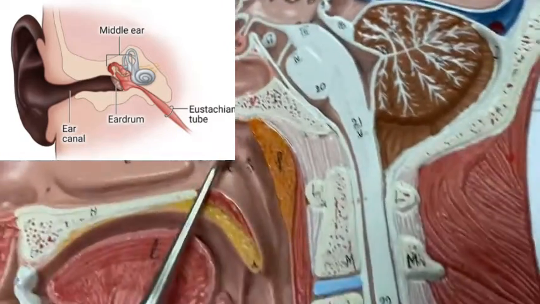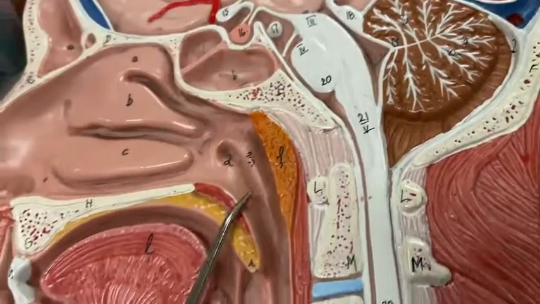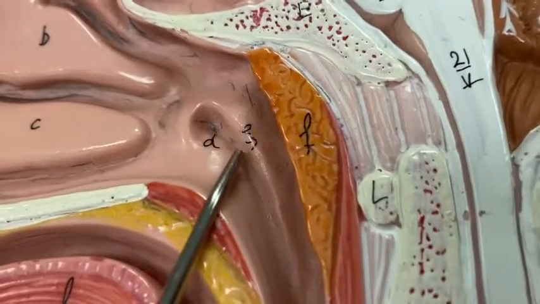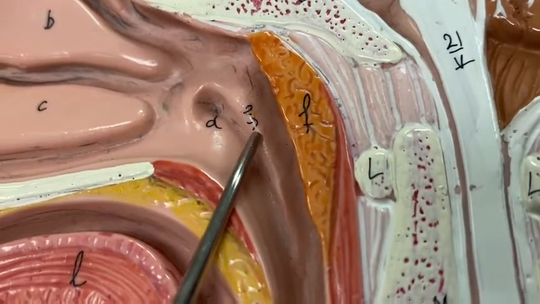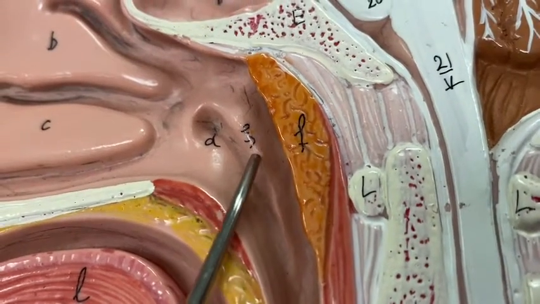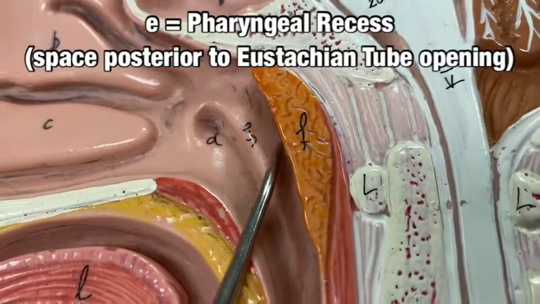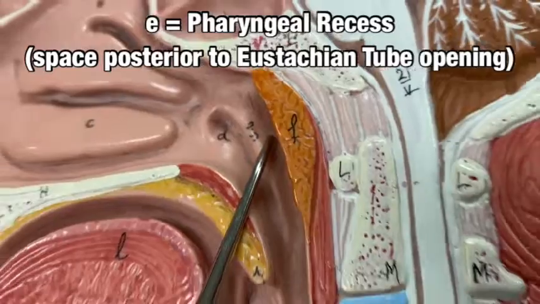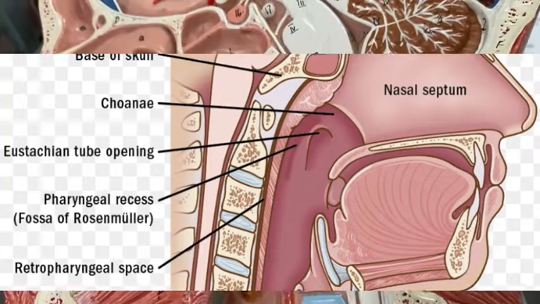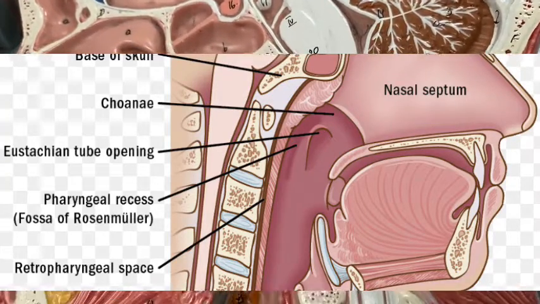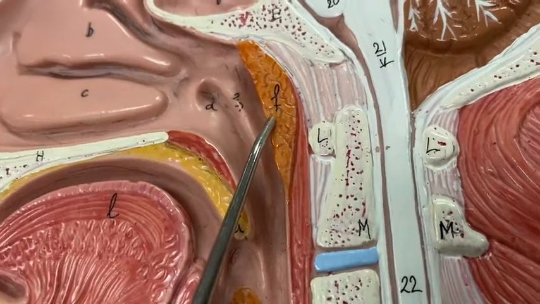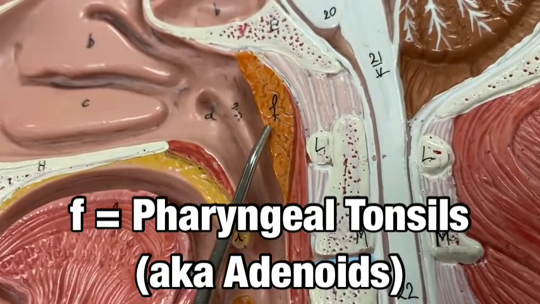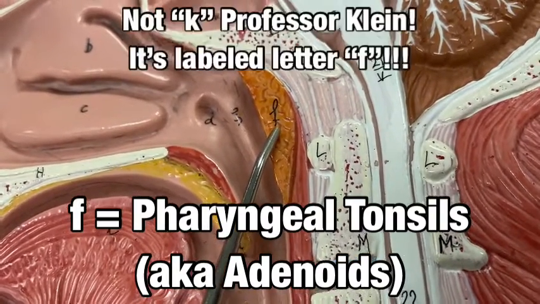E would be the pharyngeal recess, pointing to back here. Also looking at the pharyngeal tonsils, jump to this one right here. Pharyngeal tonsils is technically K.